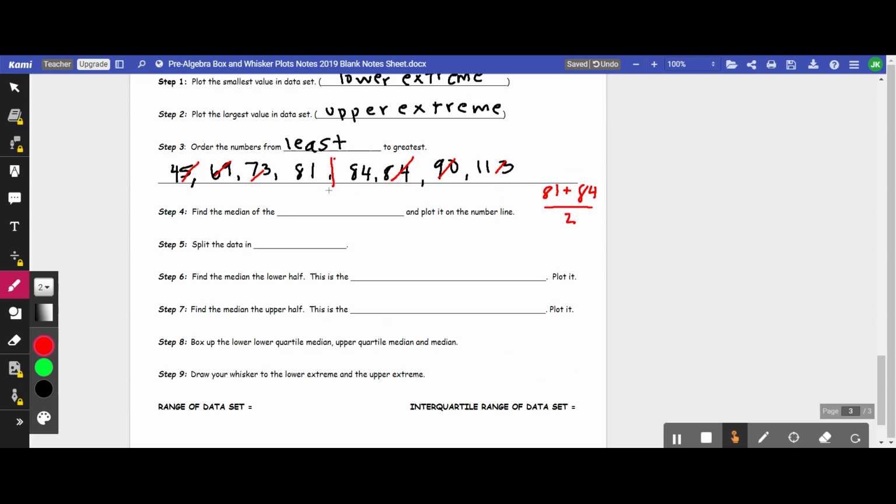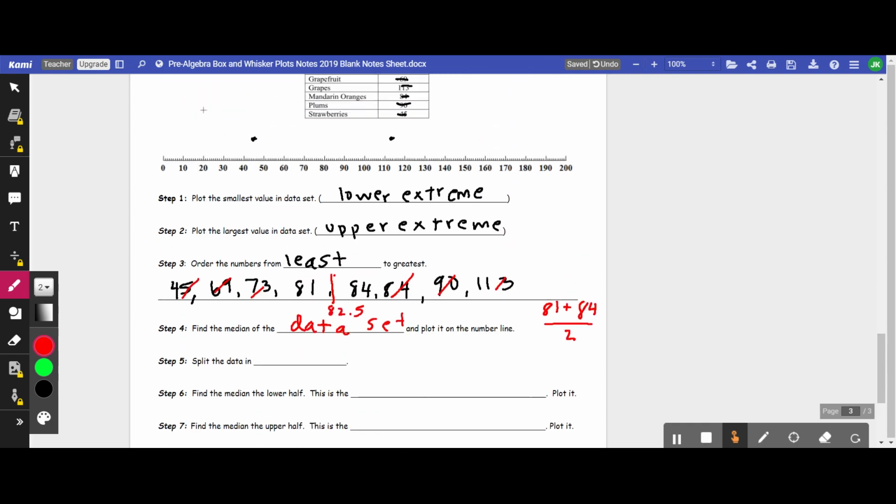I'm going to put it here. So this will be 82.5 for your median. So your median of the data set is 82.5 then. And then the next thing you're doing is plotting the 82.5 on your number line here.